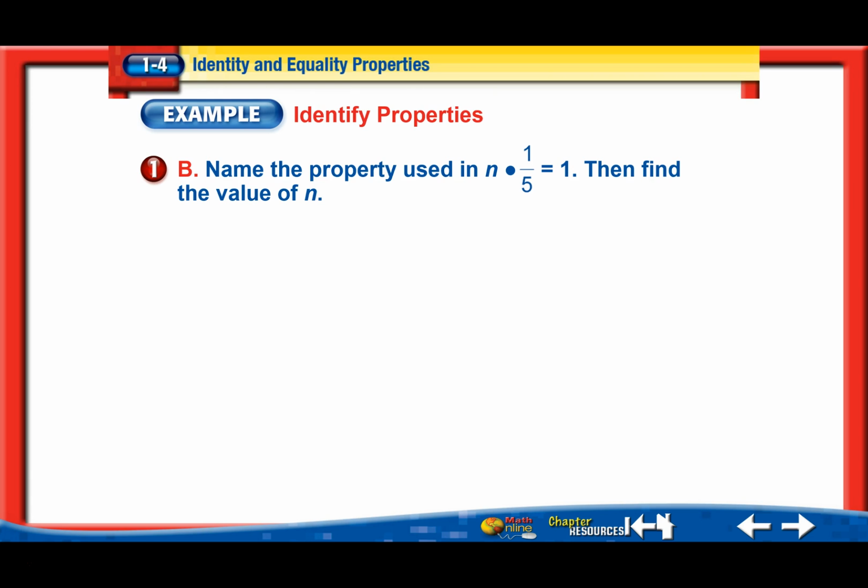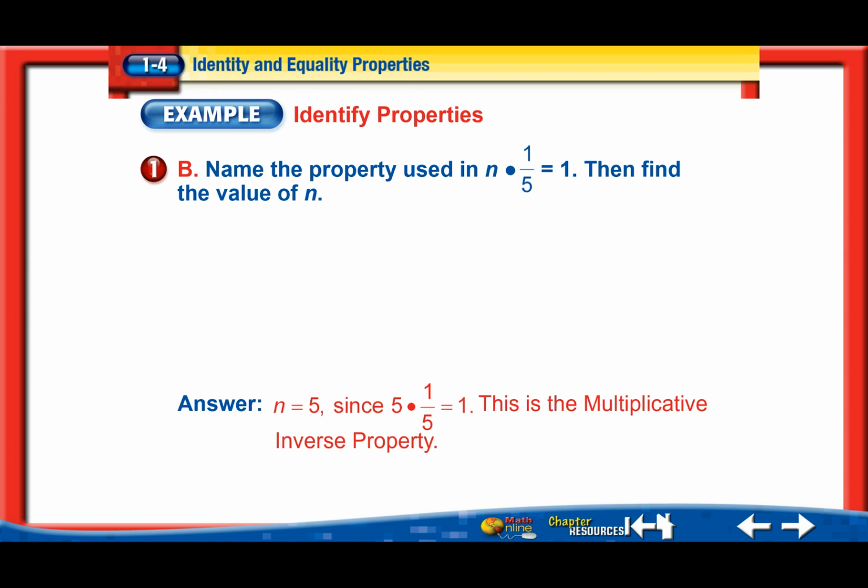Name the property used in n times 1 over 5 equals 1. Then find the value of n. Well, the multiplicative inverse would be 5 over 1, which would also equal 5. So 5 over 1 times 1 over 5 equals 1, so n equals 5. This is the multiplicative inverse property.